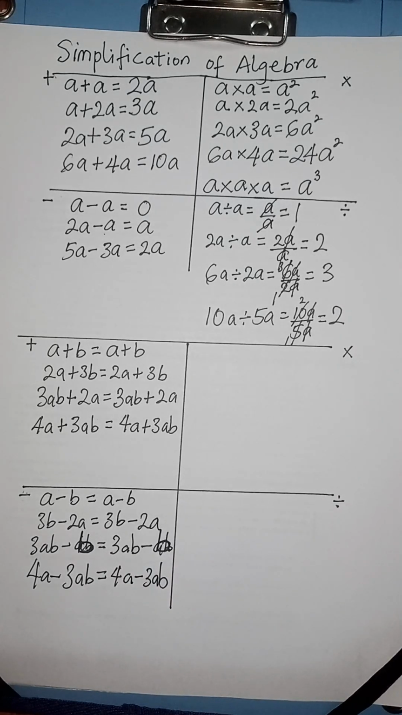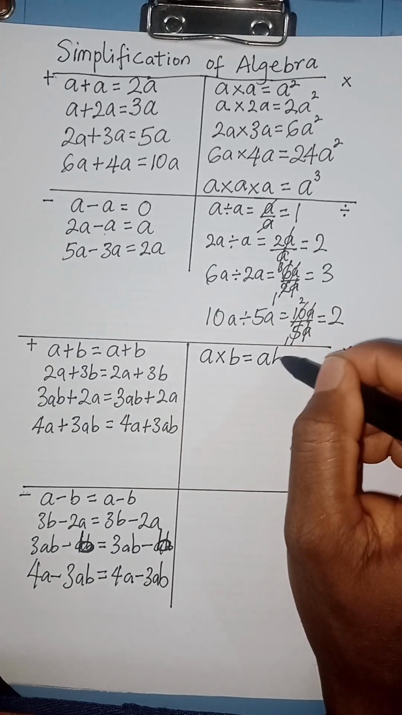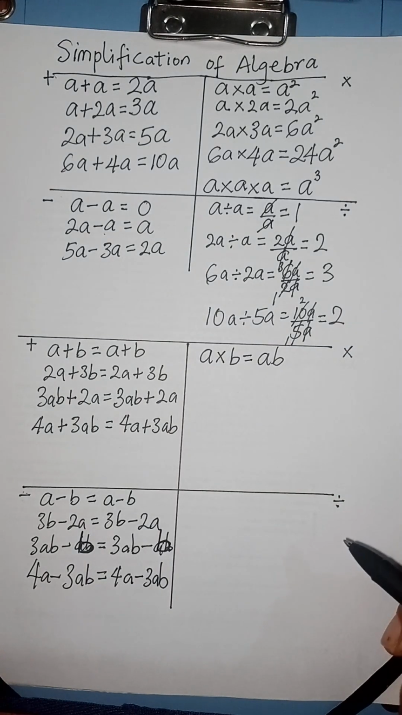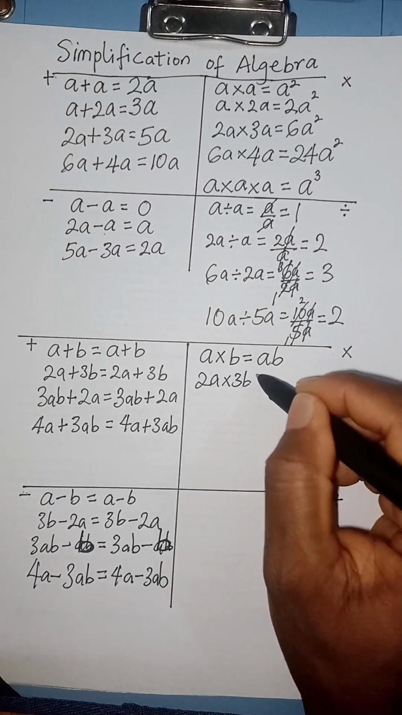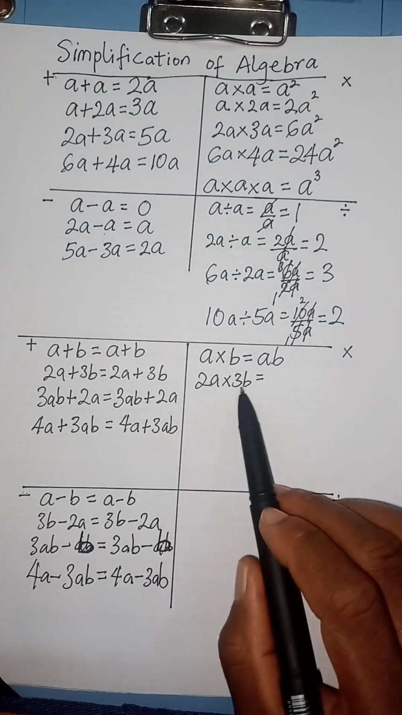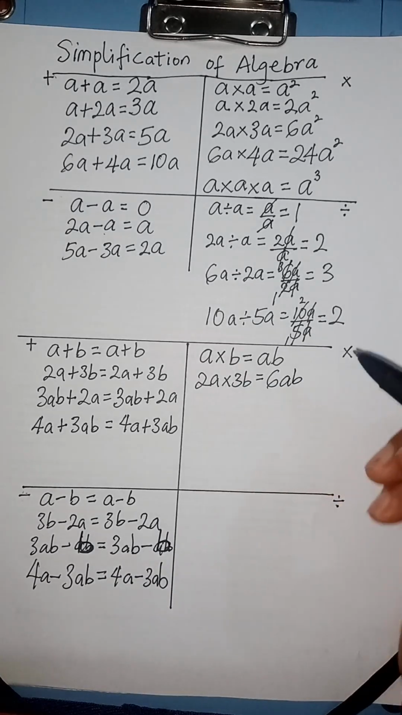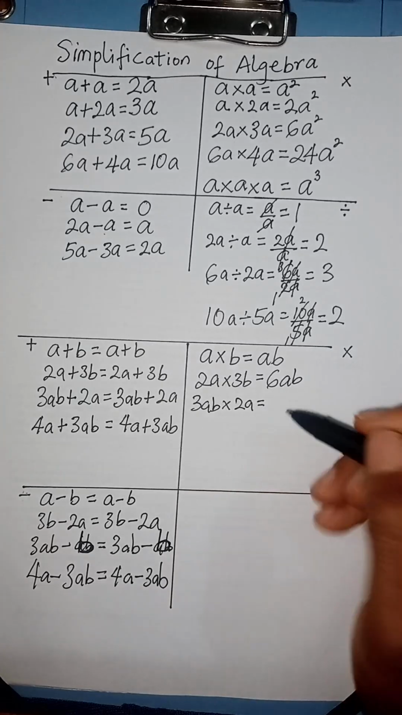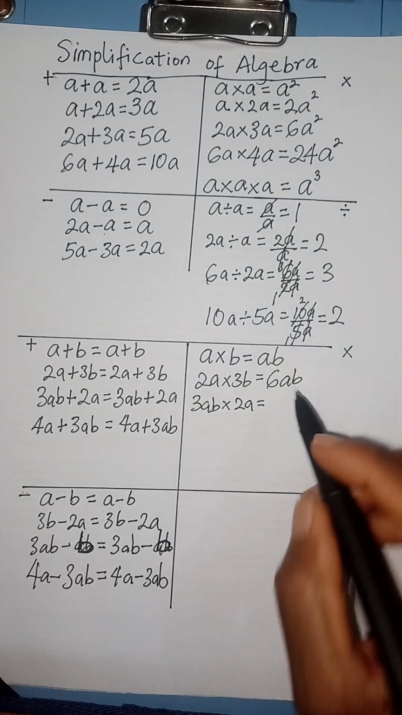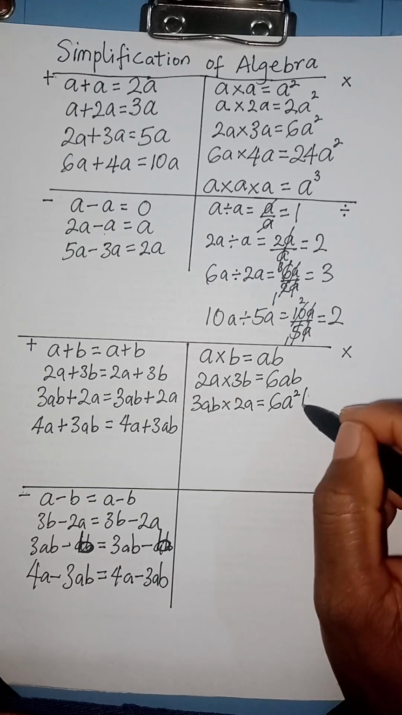Now let's go to multiplication. Now this is where there's going to be a twist. A times B will give you AB. Join them together, even though they are unlike terms. If I have 2a times 3b, multiply the coefficients separately, 2 times 3, 6. A times b, ab. If I have 3ab times 2a, this will be coefficient 3 times 2, 6. A times a, a squared, and then b.